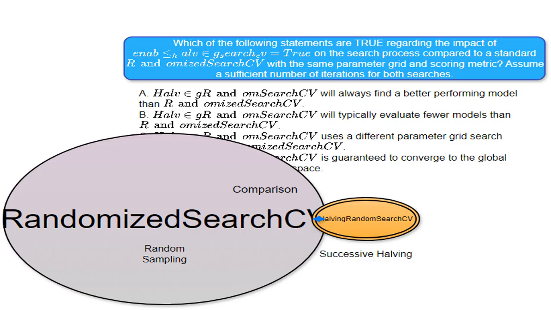This is a scikit-learn function. It randomly samples different combinations of hyperparameters from a defined grid. I then evaluate these combinations and pick the best performing one. It doesn't adapt its search based on the results. It just keeps picking random samples.